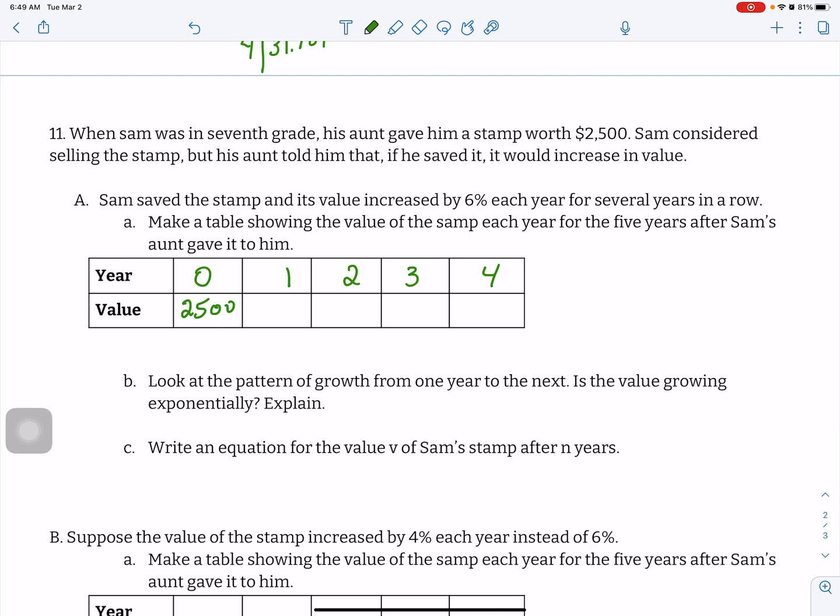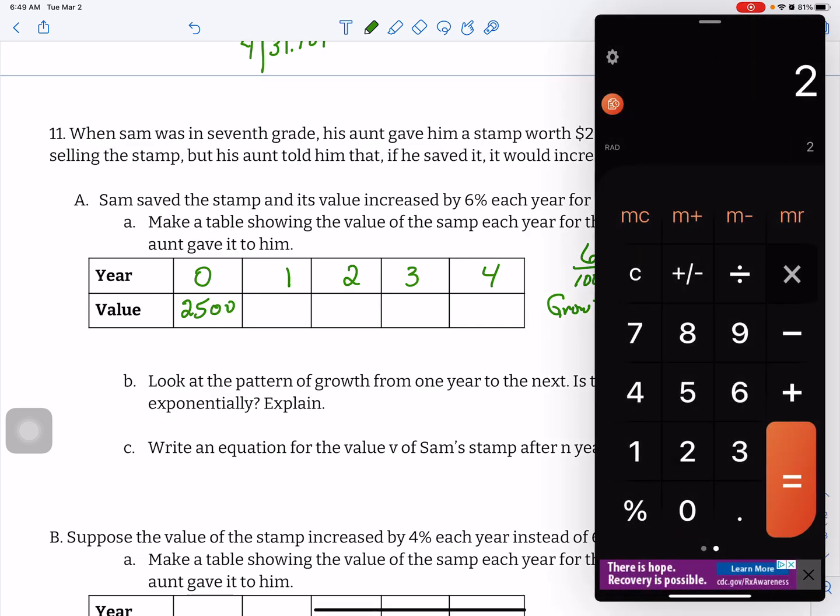So if we look at this again, we have a growth rate, and we're going to put it into a growth factor. So 6% is a decimal. I'm going to divide it by 100 to get 0.06. And then I add 1 to that. So my growth factor equals 1.06. So what I'm going to end up doing is taking that 2,500 times 1.06 to get 2,650. And then I multiply it again times 1.06 because that's how I get from 1 year to the next.